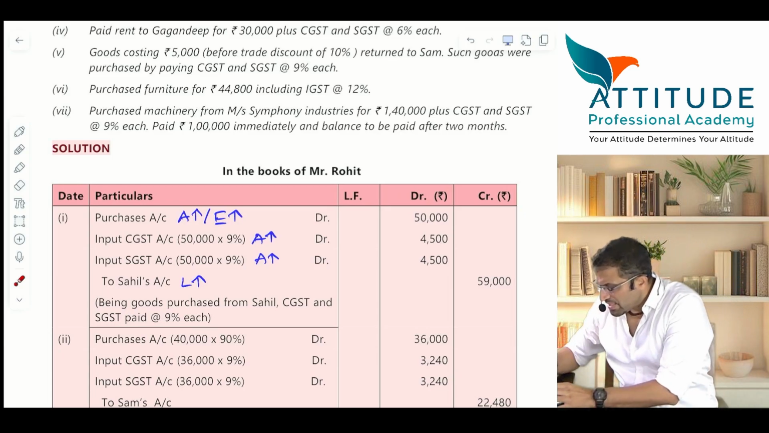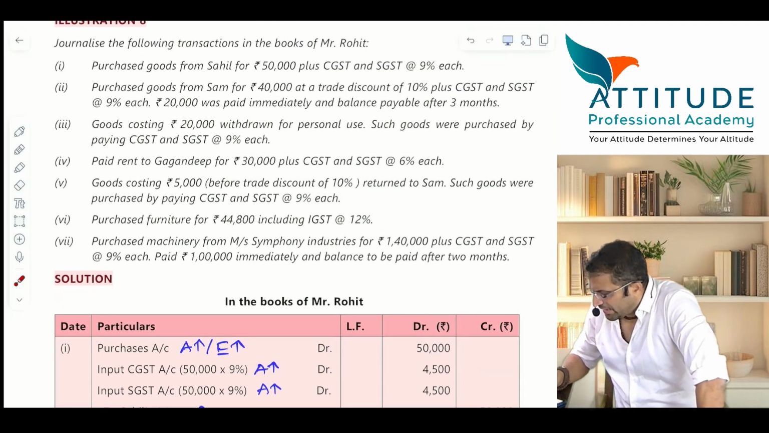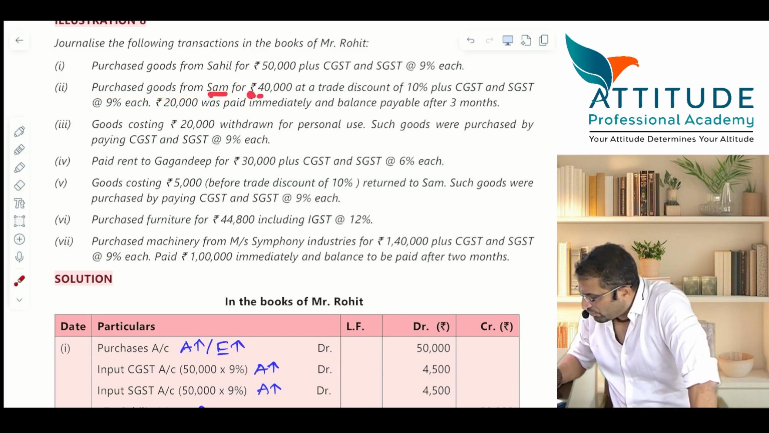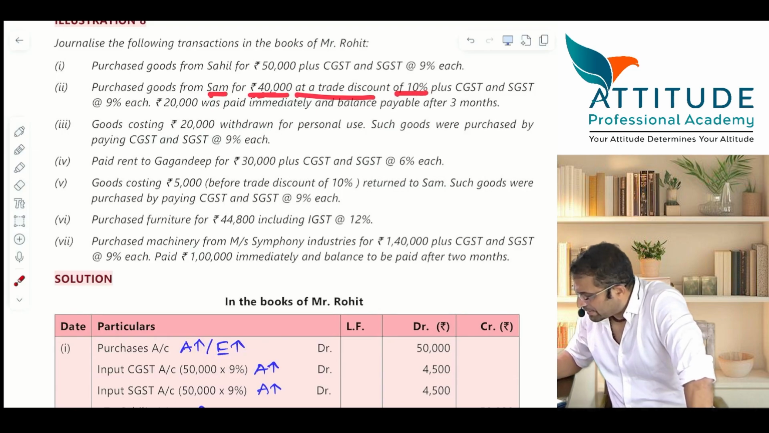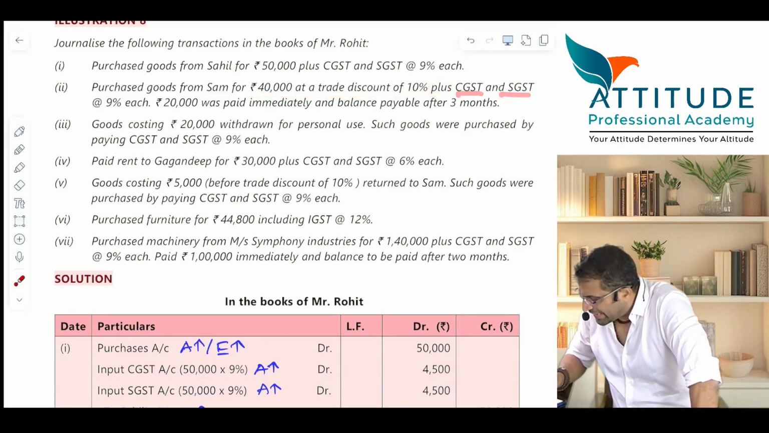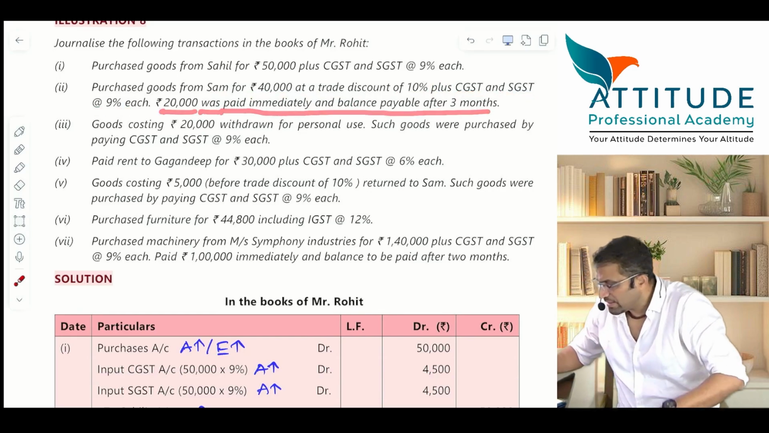Come on. Second, I'll read it for you. Purchased goods from Sam 40,000 at a trade discount of 10% plus CGST, SGST at 9% each. Rupees 20,000 was paid immediately and balance after how many months? 3 months.